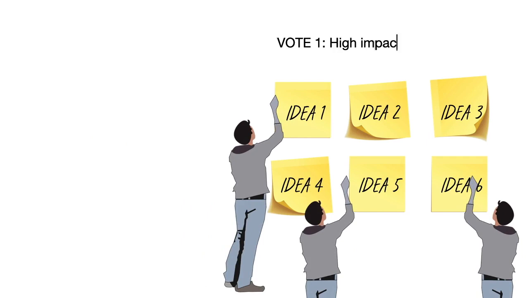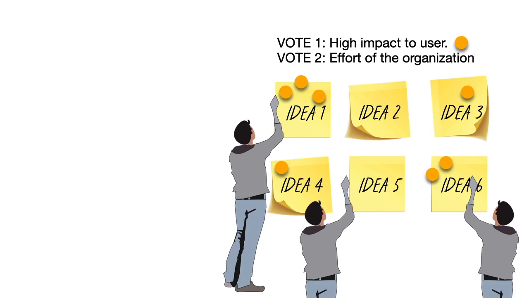For the first voting session, team members need to measure the impact of that particular idea for the user. For example, people in the marketing team would understand the user needs. So, if that particular idea has high impact to the user, they would vote using a special colored sticker. Let's say I put an orange sticker for that. Now, the second element they need to vote on is the effort. The effort is measured by the effort required by the organization. If it is achievable and within the capacity of the company, then they would vote using a different colored sticker. Let's say we put a green sticker for this purpose.